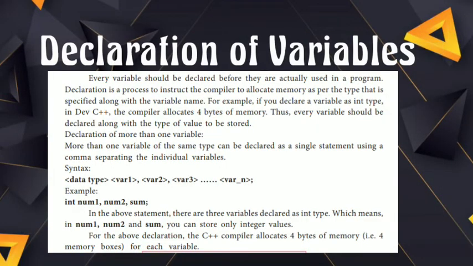Declaration of variables. Every variable should be declared before they are actually used in a program. Declaration is a process to instruct the compiler to allocate memory as per the type that is specified along with a variable name. For example, if you declare a variable as int type in Dev C++, the compiler allocates 4 bytes of memory. Thus, every variable should be declared along with the type of value to be stored. Declaration of more than one variable. Okay, first of all, we see about the variable.